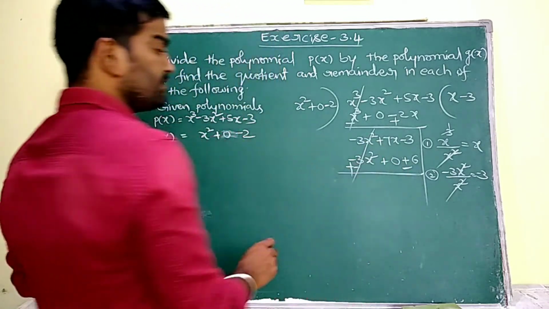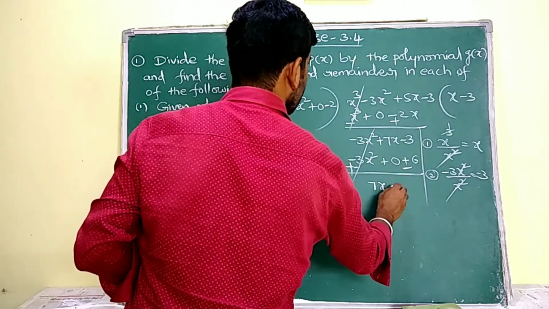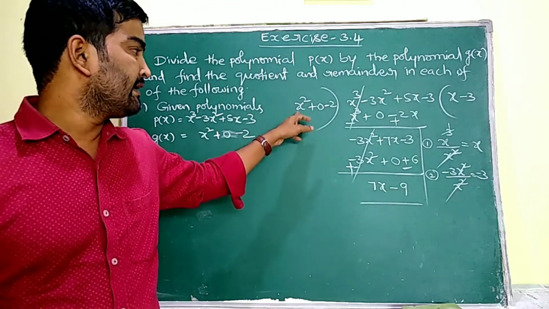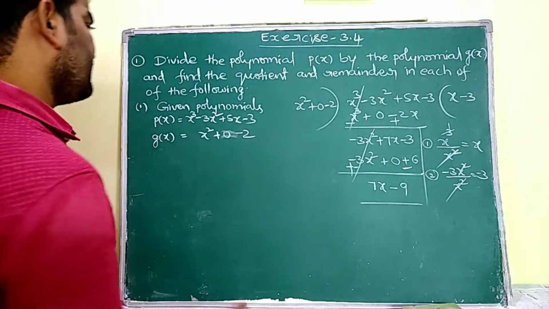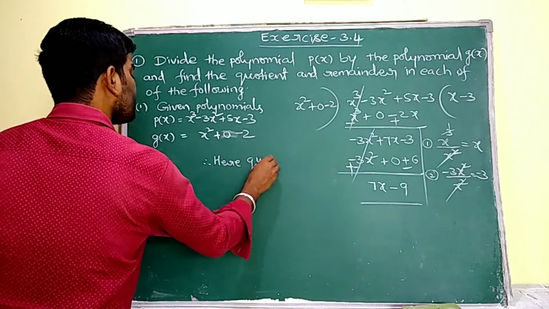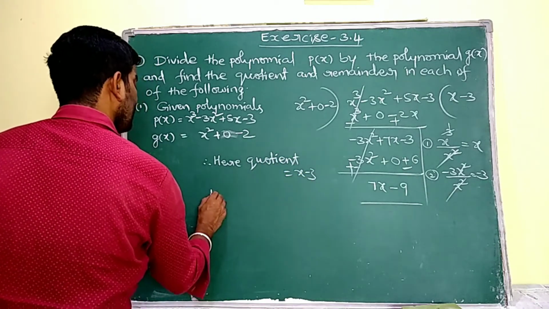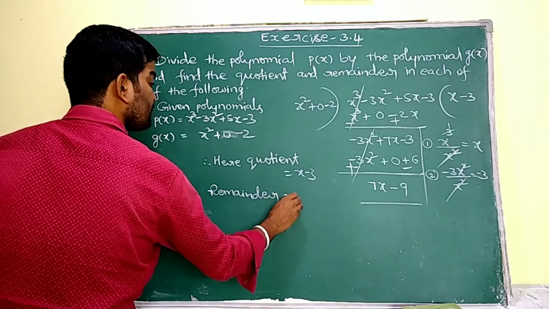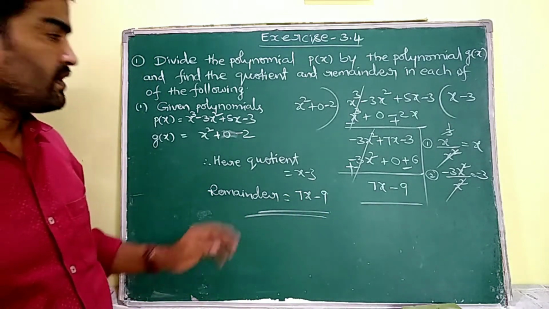Here plus 3x square and minus 3x square are going to be cancelled. Here it is 7x minus 9. See, here the remainder's degree is 1 and the divisor's degree is 2, so we have to stop the division here. Therefore, the quotient is equal to x minus 3 and the remainder is equal to 7x minus 9. In this way we have to write the answers.